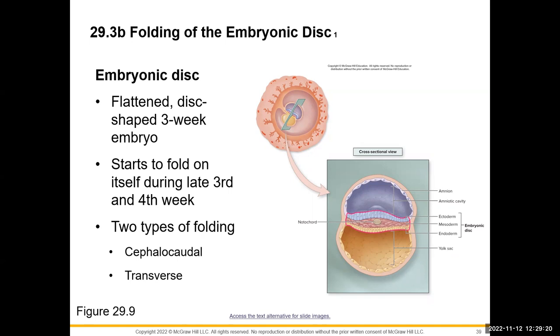So there's two types of folding that are going to happen. The first one is the cephalocaudal. The second one is the transverse folding. So we're going to do the top and the bottom part of this embryonic disc. We're going to fold those down, and then we're going to fold the sides down with the transverse folding. So let's discuss the folding here.